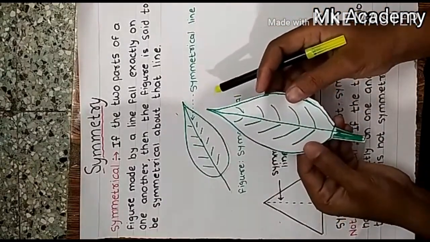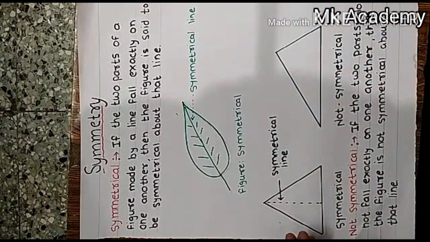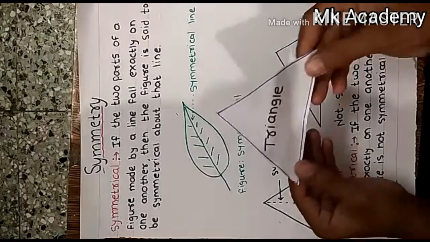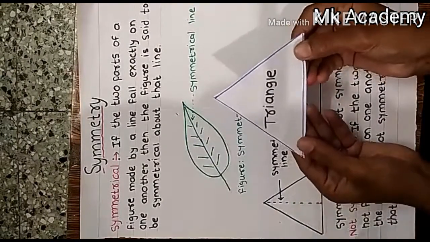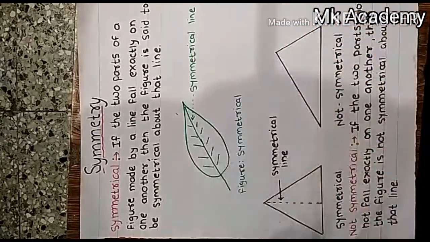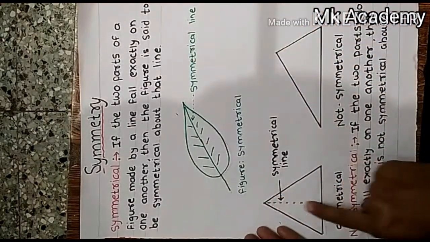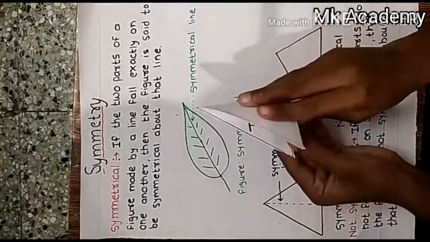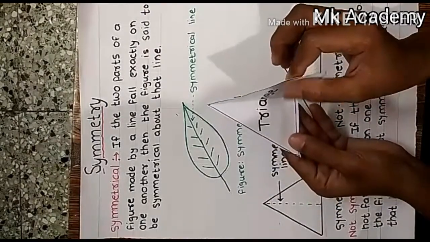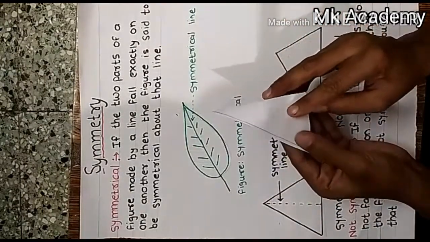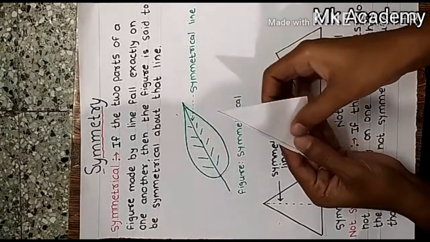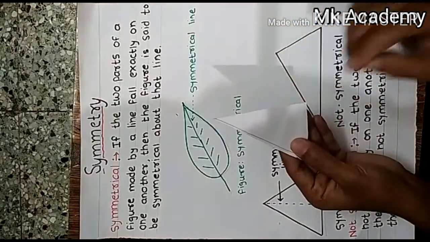Understood what is meant by symmetrical? Now see another example. See, this is a triangle. If we fold this triangle into the middle, along this line, then this part of the triangle exactly falls on the other part, which means this is symmetrical along this line.